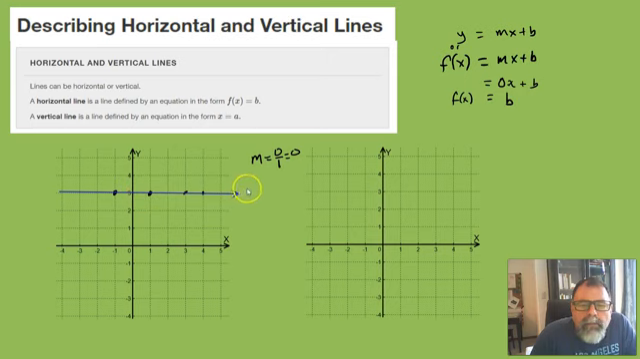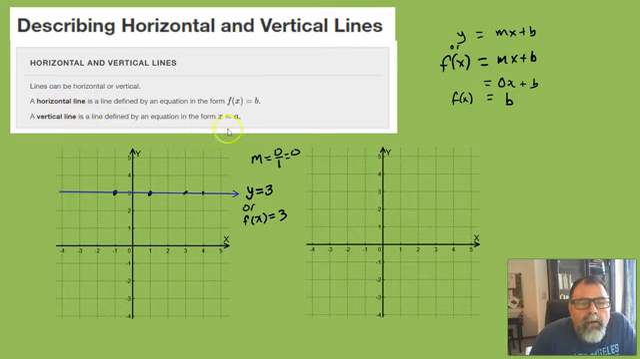So the equation of this line would be simply y equals 3. All right? Or f of x equals 3, whichever way you want to do it. So that's what we call a constant function, because the output value is not changing. And it makes the graph a horizontal line.